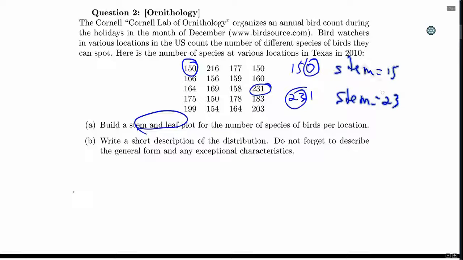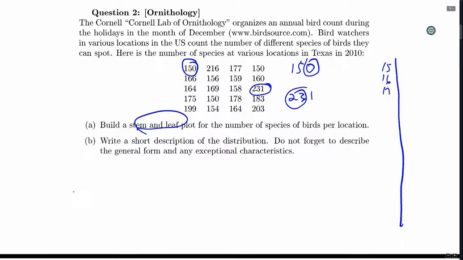Okay? And so what I'll do is I'll construct a vertical bar, and then I'll write my stems. So 15, 16, 17, and so on, and we continue doing that until we get to 23. And so now what we need to do is put in our leaves.